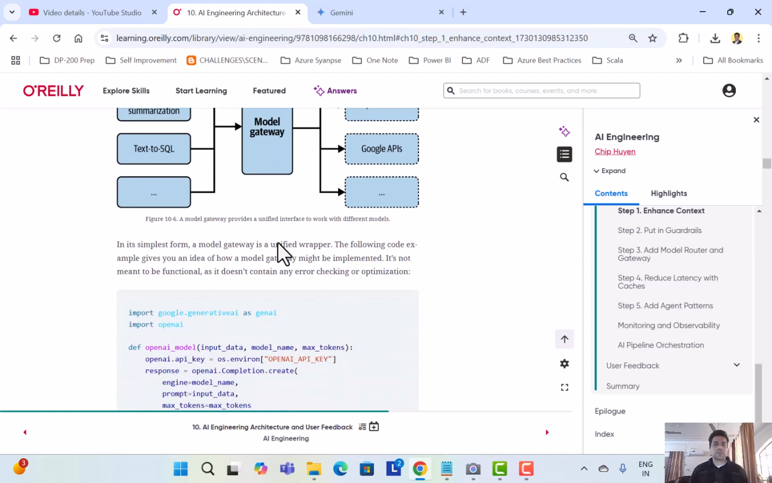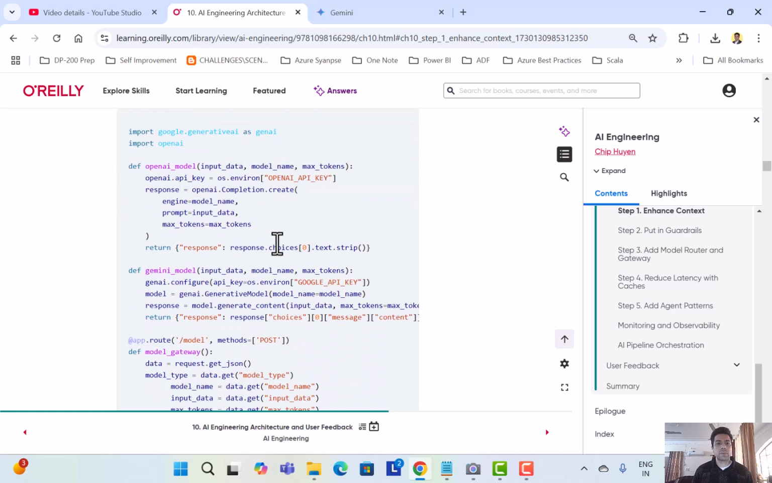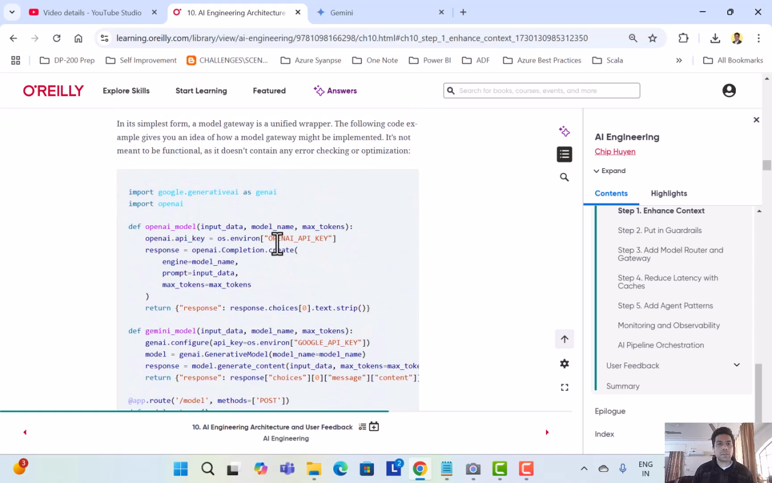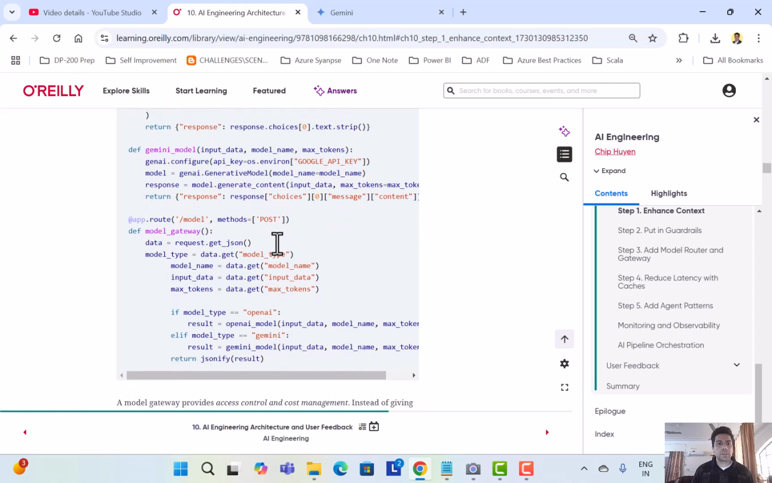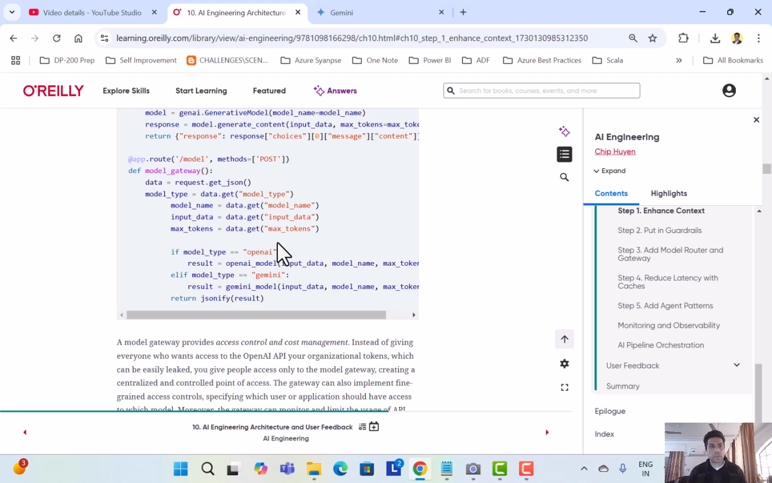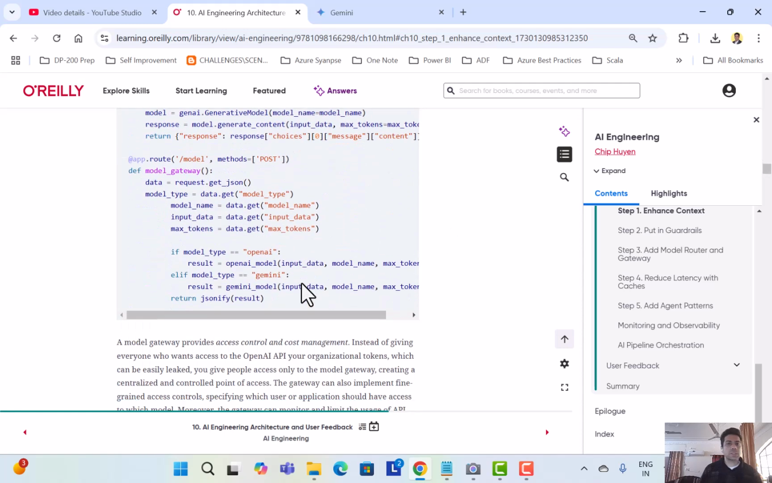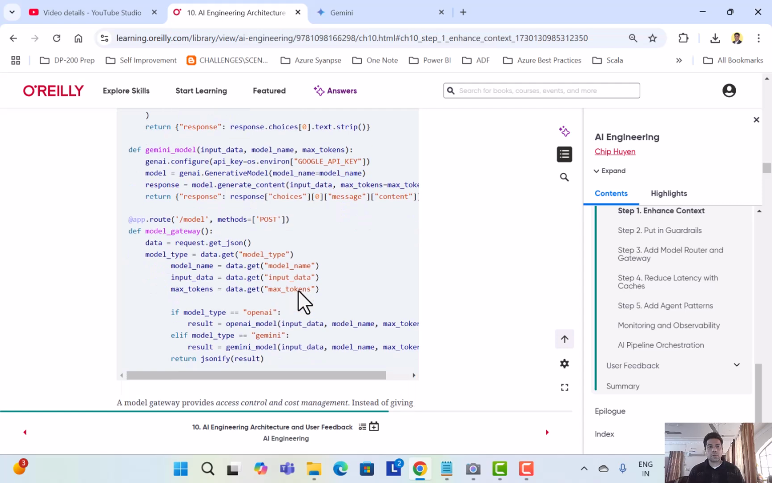In its simplest form, a model gateway is a unified wrapper. The following code example shows you an idea of how a model gateway might be implemented. It's not meant to be functional as it doesn't contain any error checking or optimization. OpenAI model, Gemini model, model type. This is the model gateway. So this is an application that has to be built.